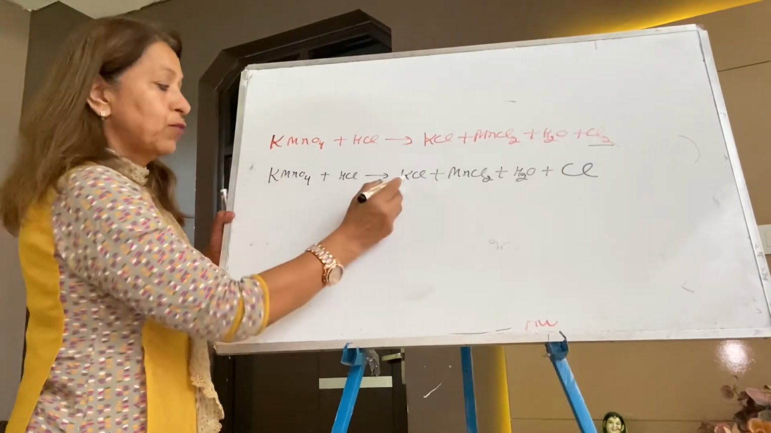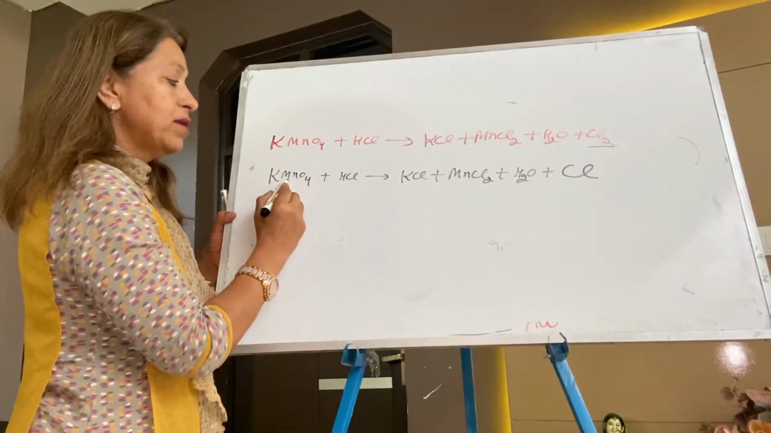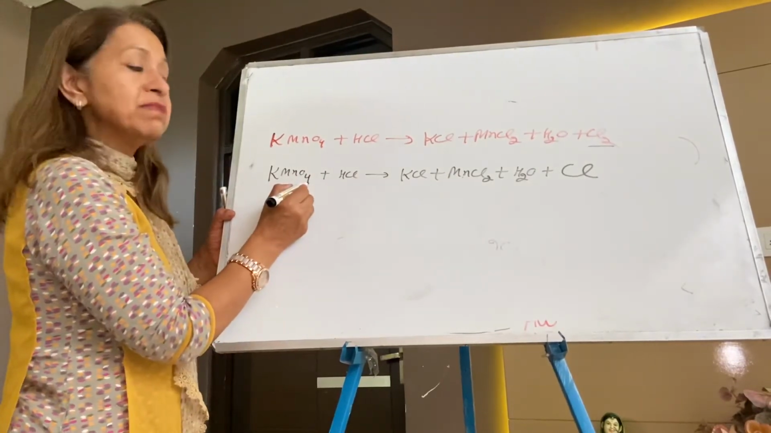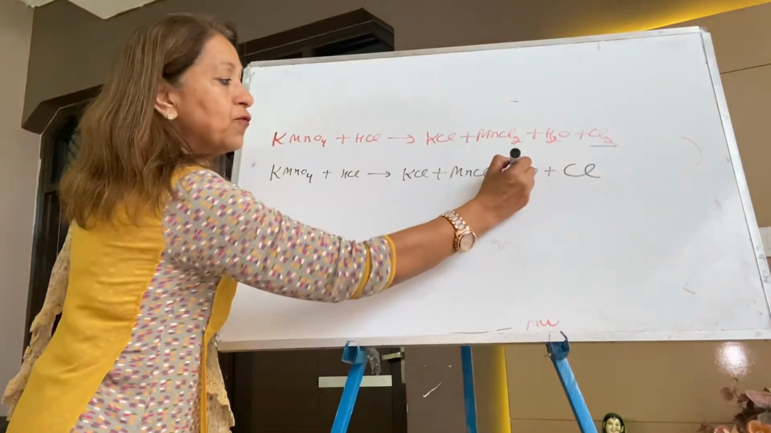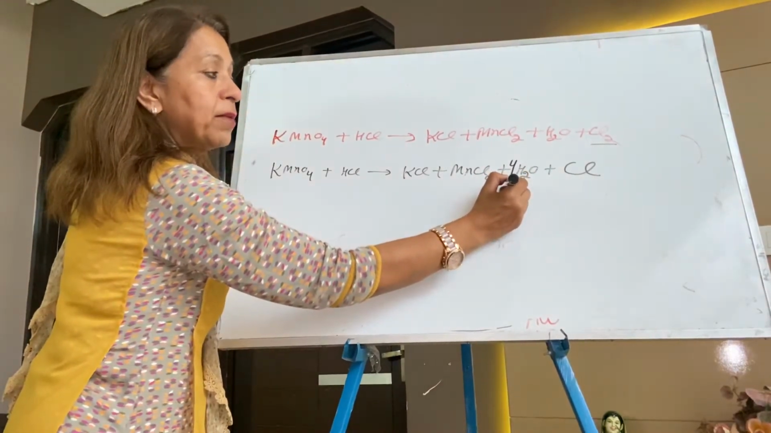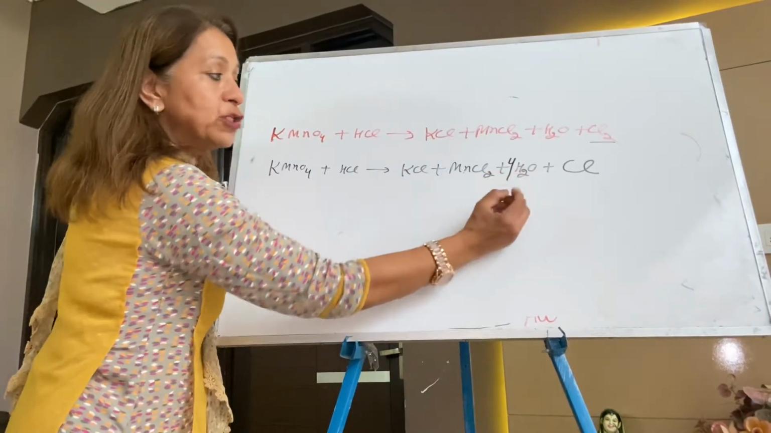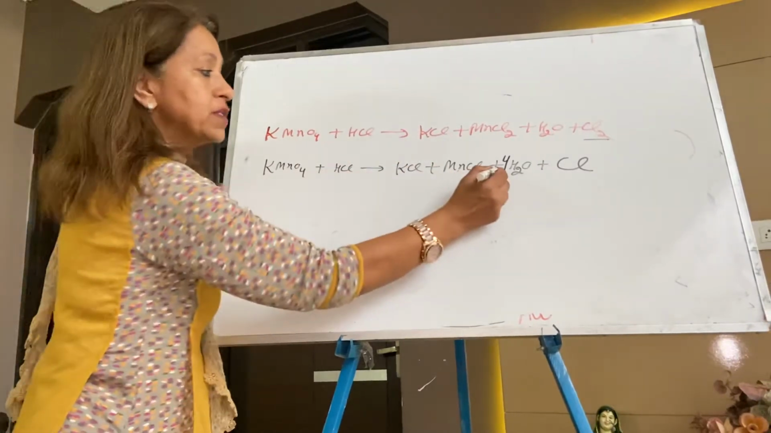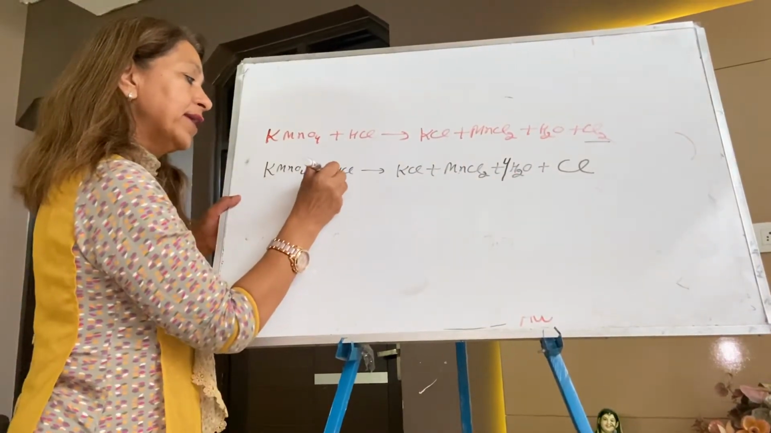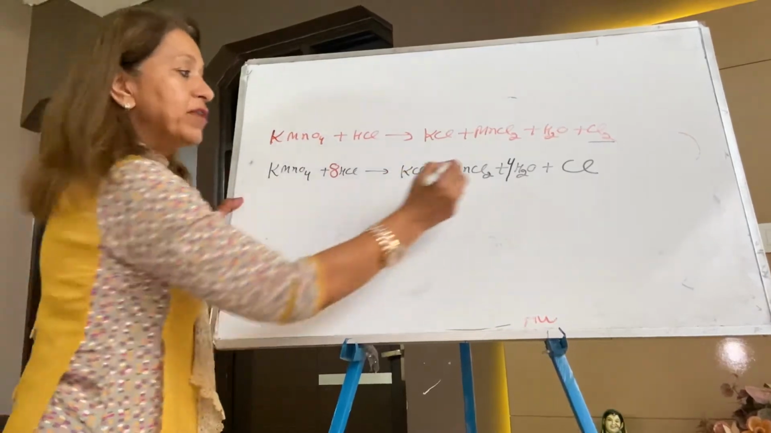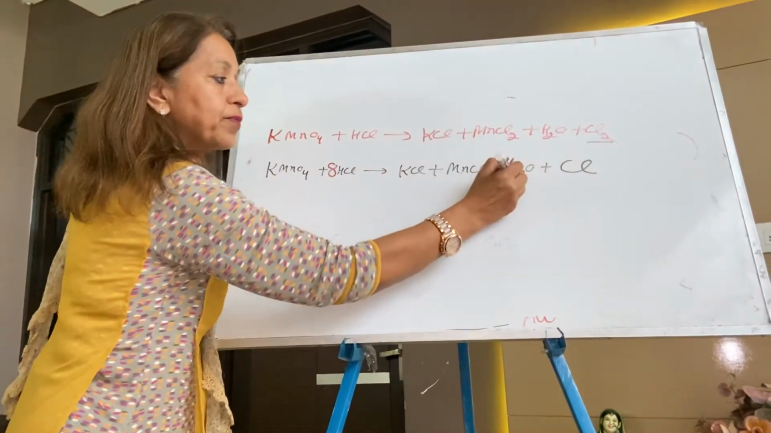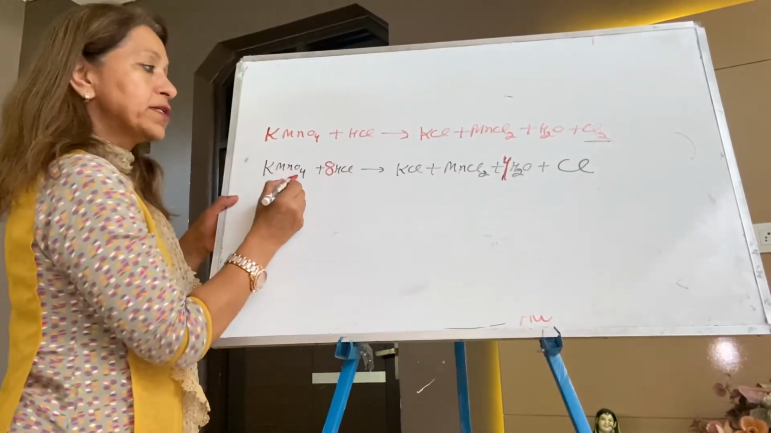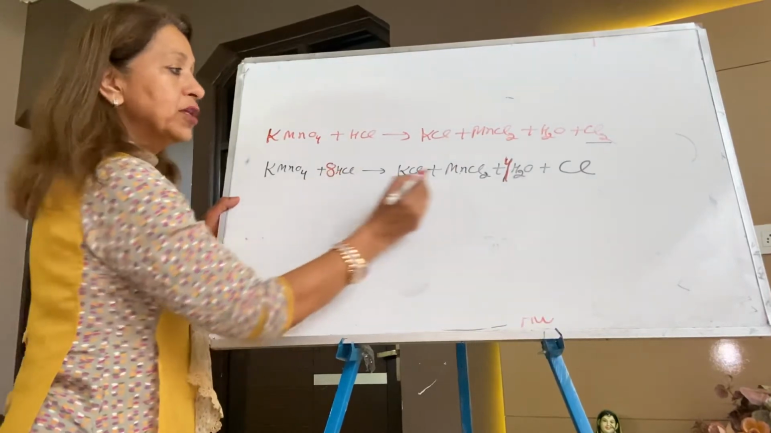Potassium 1, manganese 1. Now your oxygen is 4, maximum number, make oxygen 4. Wherever you put the number, other atoms get changed. So your hydrogen is 8. Now your hydrogen is 8, make it 8 hydrogen. Now I think everything is balanced. K is balanced, manganese is balanced, oxygen 4 balanced, hydrogen 8 balanced.